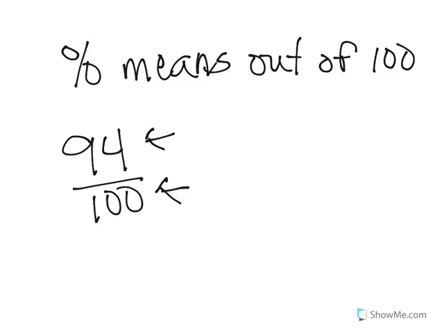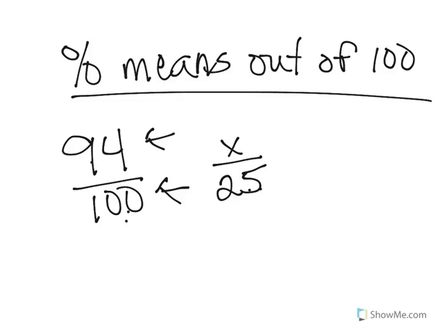Now, usually on a test, obviously, you don't have 100 questions, but we can set up a ratio. So, for example, if there were 25 questions, how many did you get right? How do I go from 100 to 25? Divide by 4. And then you divide 94 by 4, and that would give you your answer. Okay, so again, percent means out of 100.